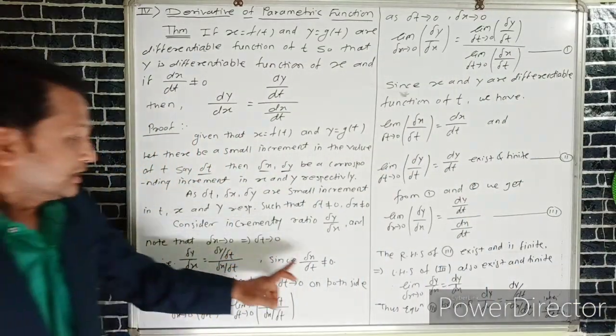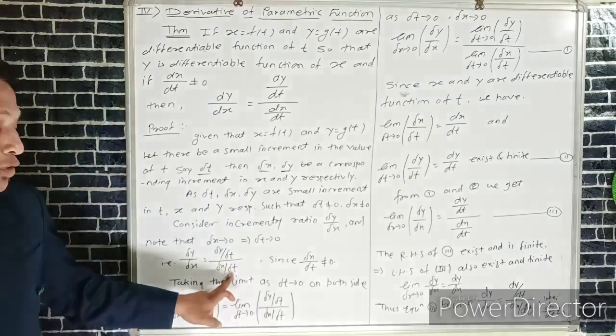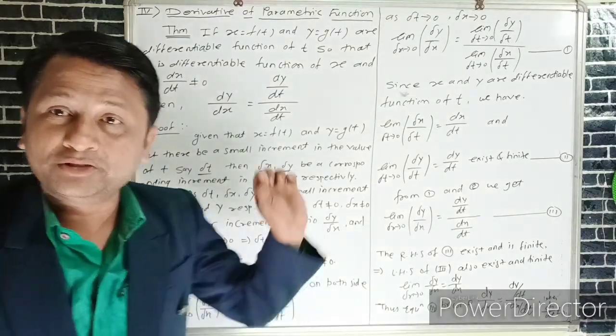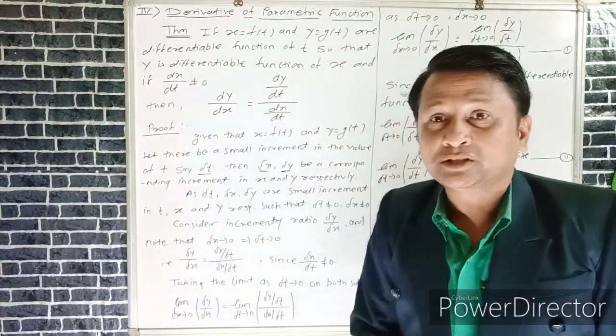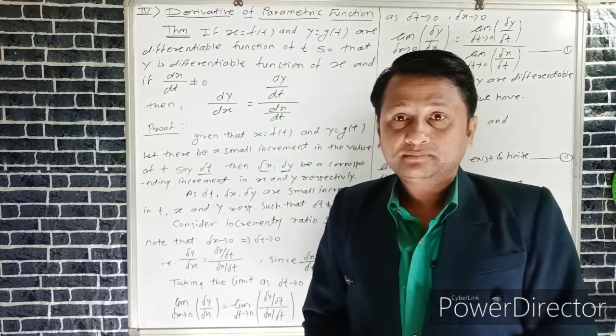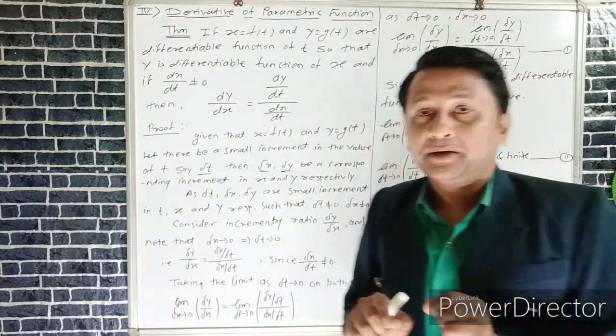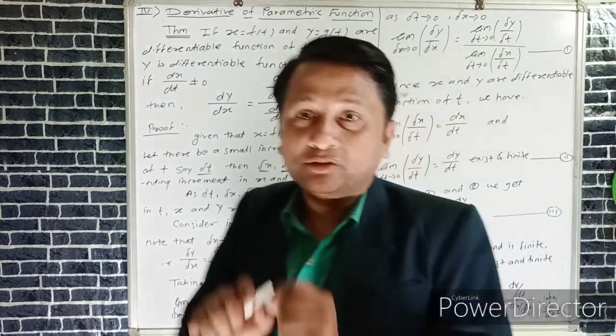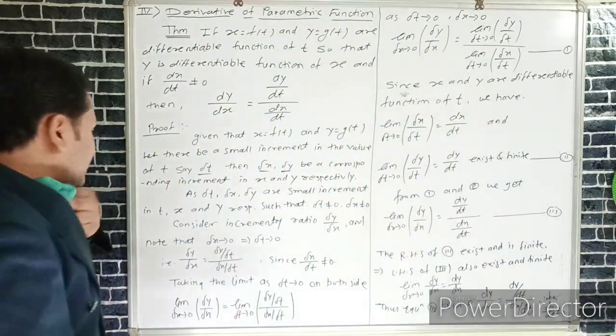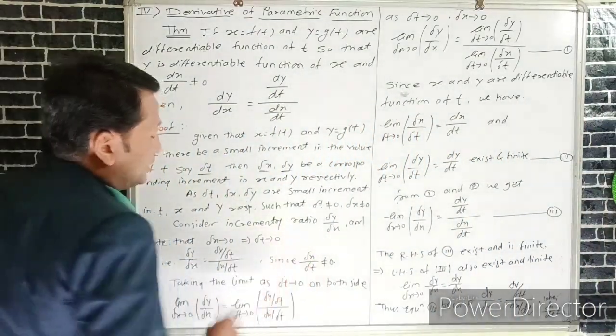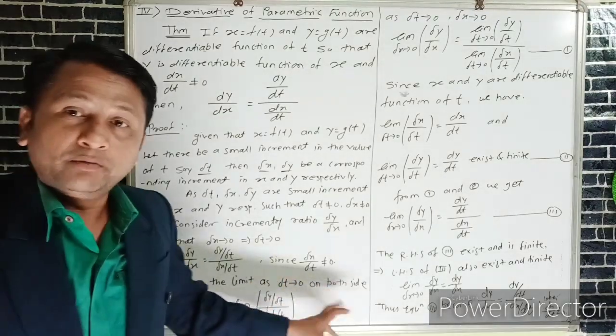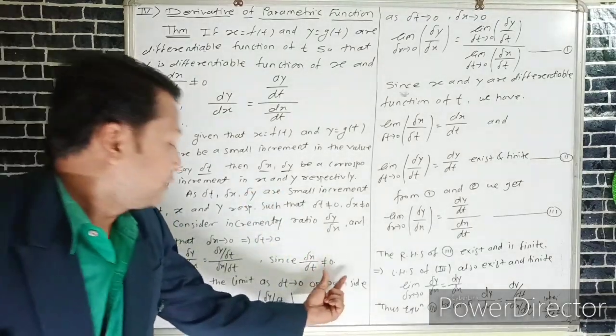Since del x by del t is not equal to 0, because when the denominator becomes 0, the value of the whole function is infinity, and the value of infinity in mathematics does not exist. Hence, it is clear that del x upon del t is not equal to 0.